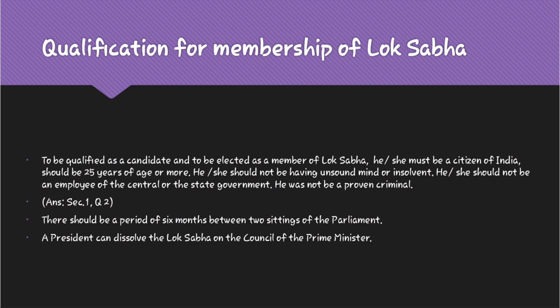How many sittings is the parliament having? We have studied in the last year. It is having 3 sessions. Parliament will meet 3 times a year, and these meetings are called sessions: budget session, monsoon session, and winter session. So there should be a period of 6 months between 2 sittings of the parliament. Then the president can dissolve the Lok Sabha on the council of the prime minister.